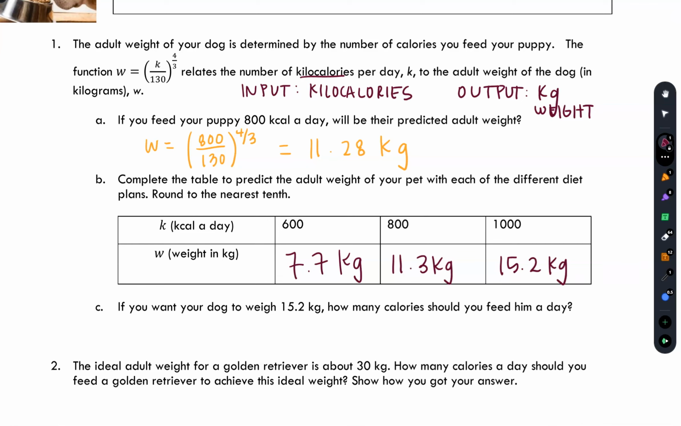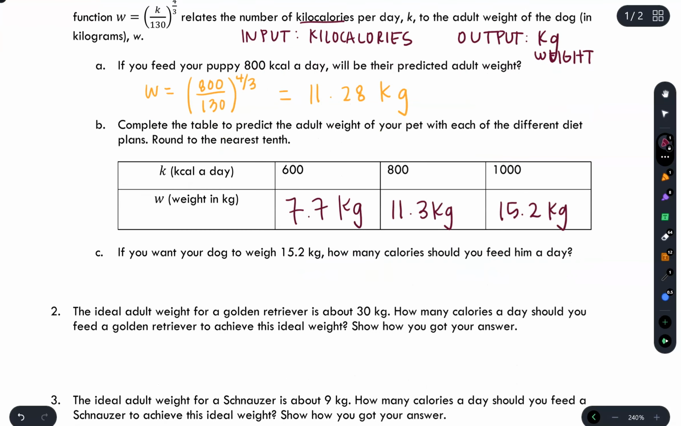So if you want your dog to weigh 15.2 kilograms, how many calories should you feed him a day? 1,000 calories, yes, or kilocalories, I'm sorry.